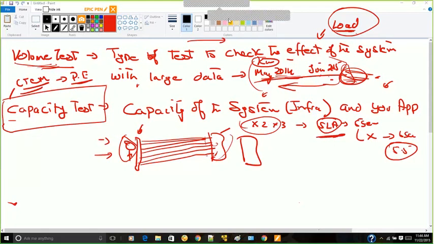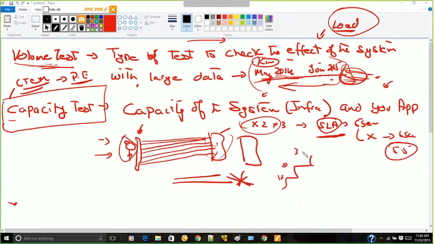Similar to stress test, but stress test is just bombarding the system to see where it breaks, right? But here we'll go at a gradual pace. We'll increase it, if it's say 20, then 30 users, then 40 users, to see when my response time goes out of my SLA. At that point, this is the capacity of the system.